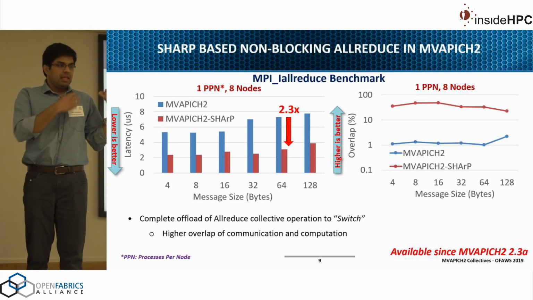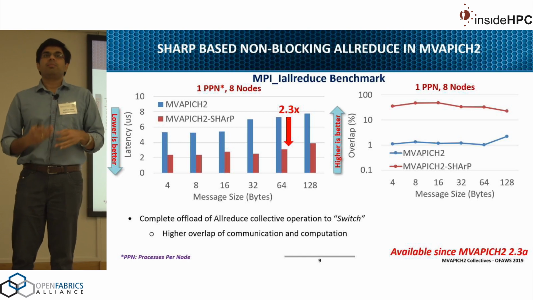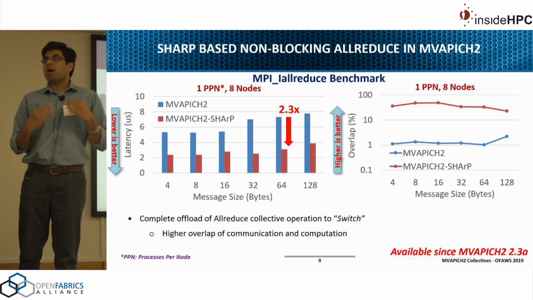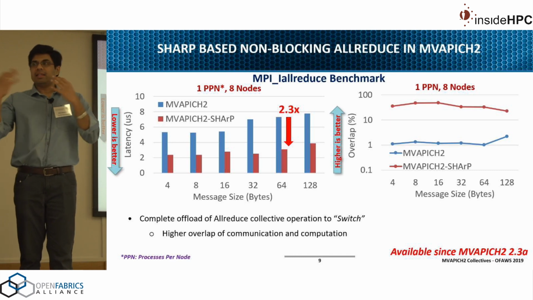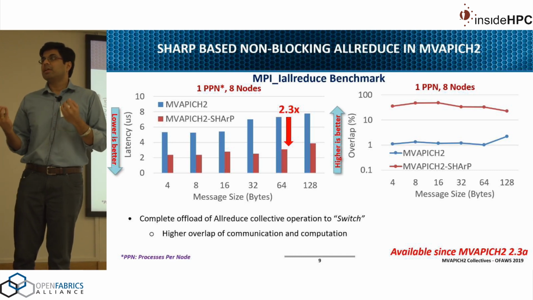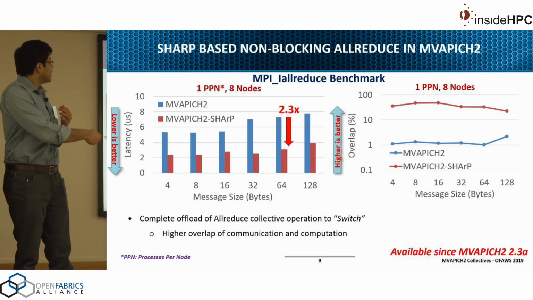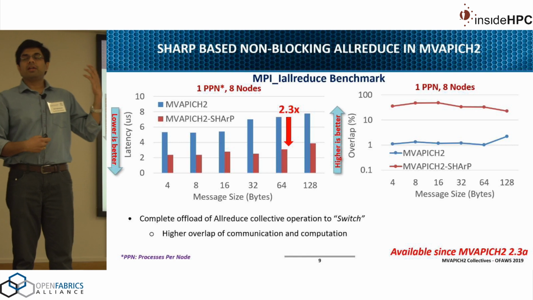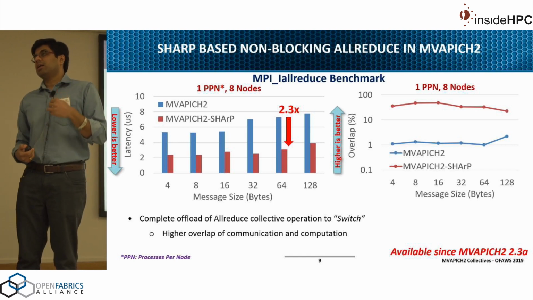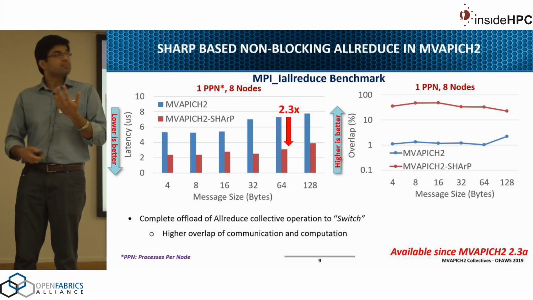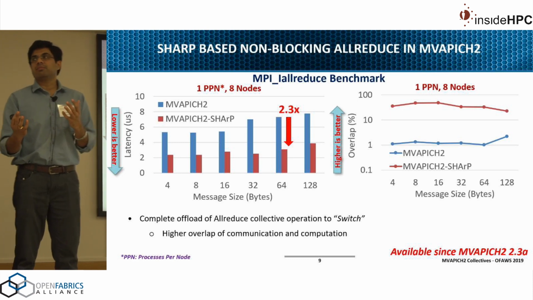It could be the application process itself. It could be an additional thread. It could be a hardware engine. Obviously, if you have a hardware engine, in the HCA or in the network, progressing this collective, then you get much better offload. That's what we are trying to highlight here. So if you take a non-blocking reduction, like an Iallreduce, and try to design that using Sharp, then you get significant overlap of computation and communication.